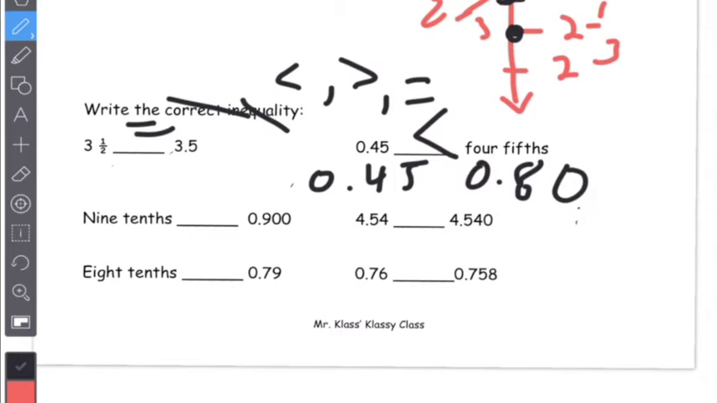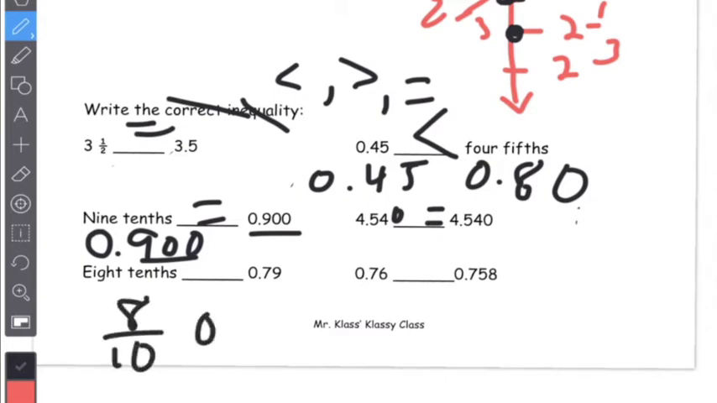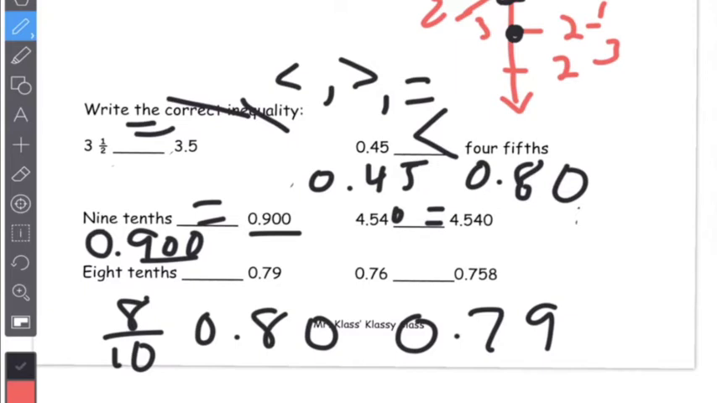9/10 or 900 thousandths are going to be equal because 9/10 is 0.9. Then I would add zeros to make them have the same amount of digits after the decimal, and then they're equal. Same with this one, I'd add a 0, so that's going to be equal. We have 8/10, which as a decimal is 0.8, and I'm going to add a 0 there. So it's 80 versus 0.79, so 80 is bigger.